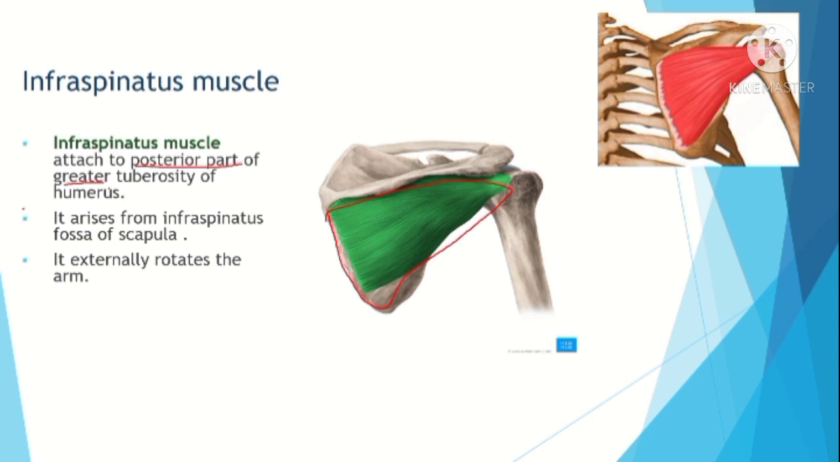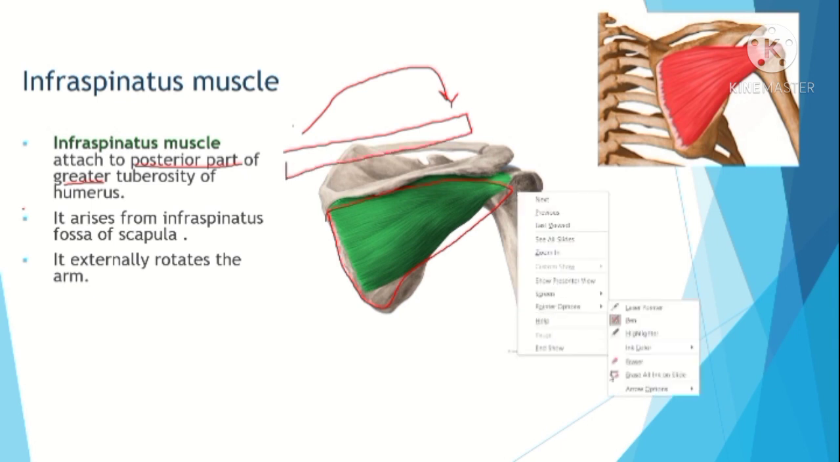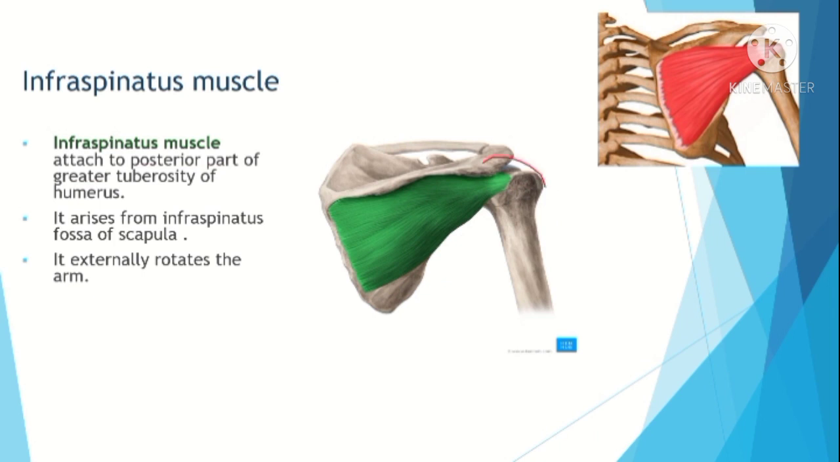The whole muscle is attached to the posterior part, whereas in supraspinatus it was posterior but lying in the upper region. This is the posterior, meaning the whole region is attached to the posterior part. As you can see here, I'll remove the pointer. See, this is the posterior part of the humerus. So the whole muscle is attached to the posterior part of the greater tuberosity of the humerus.